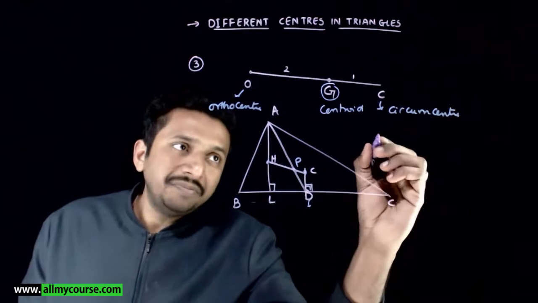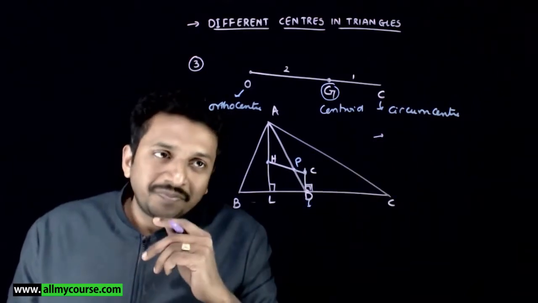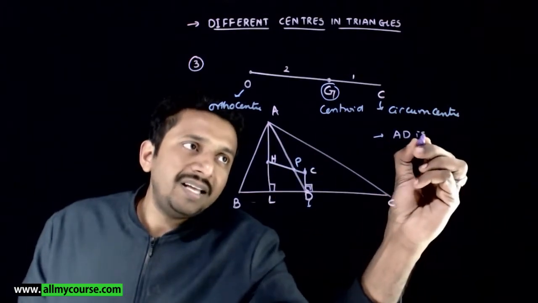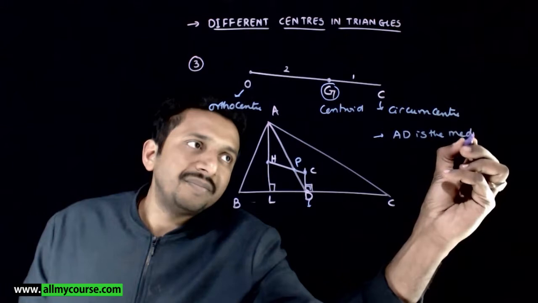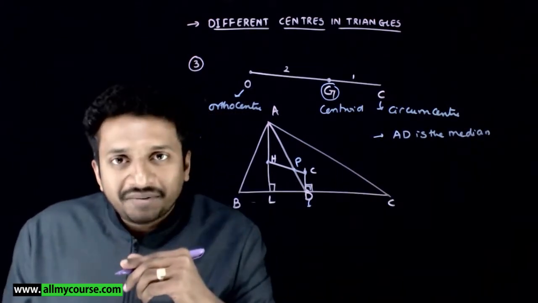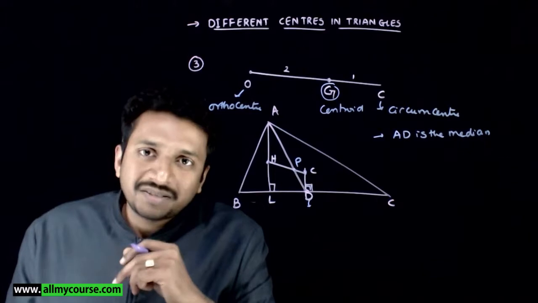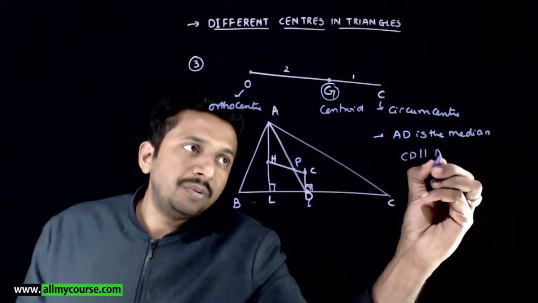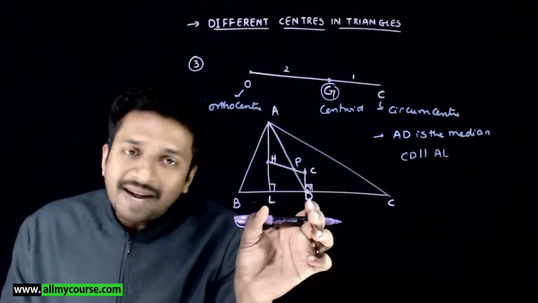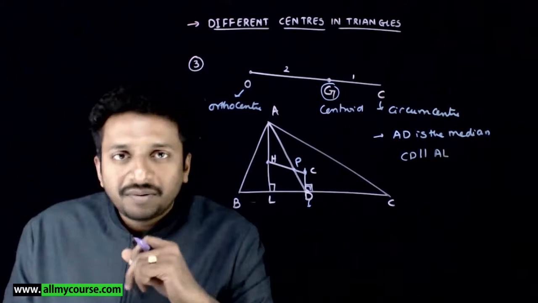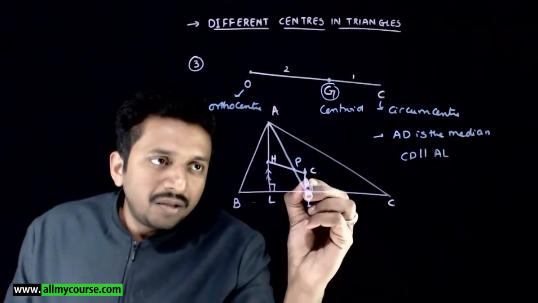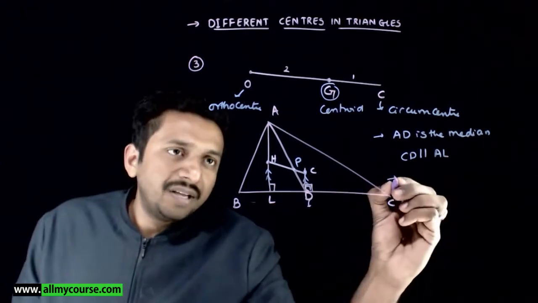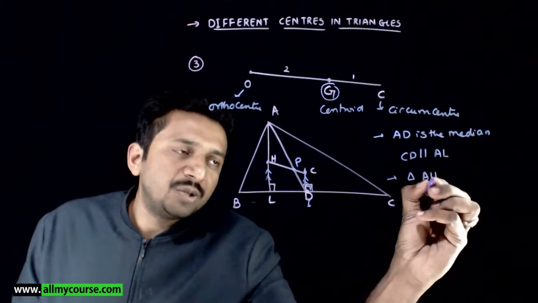Now I'll do some derivation. The observation that I do is AD is the median, right? AD is the median because D is the midpoint and A is the vertex. CD is parallel to AL because CD and AL are perpendicular to the same transversal. So the altitude will always be parallel to the perpendicular bisector.